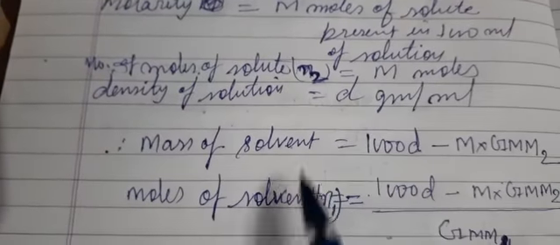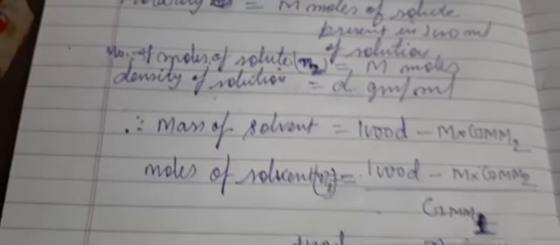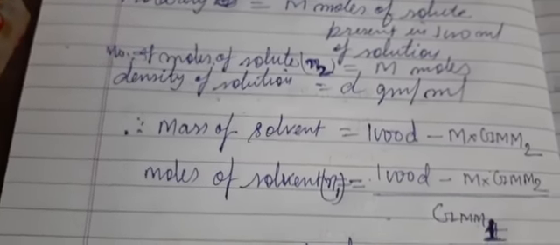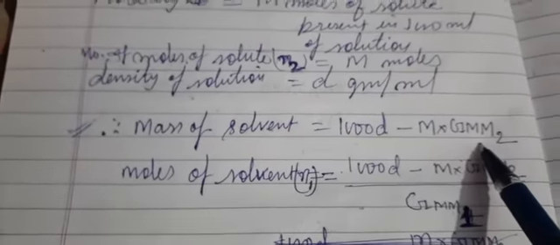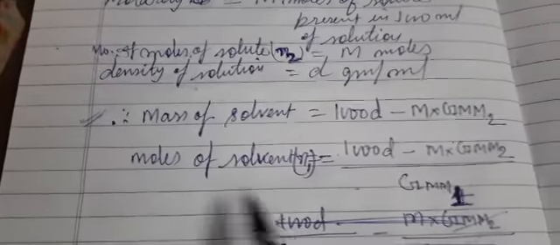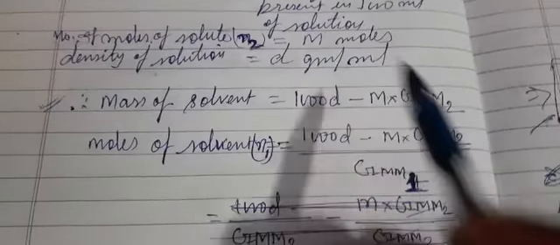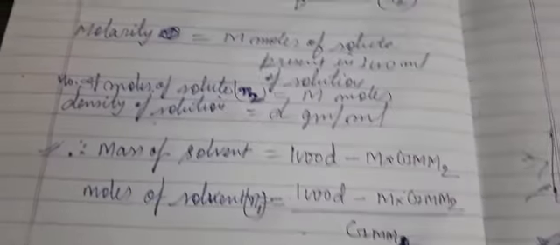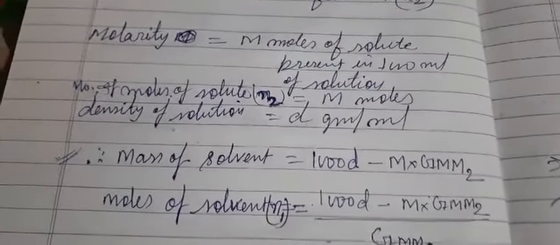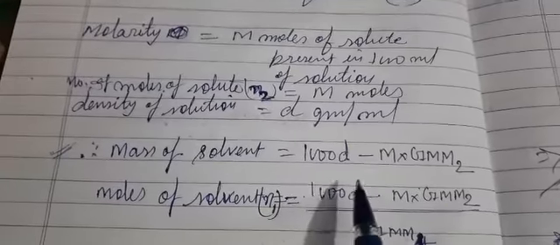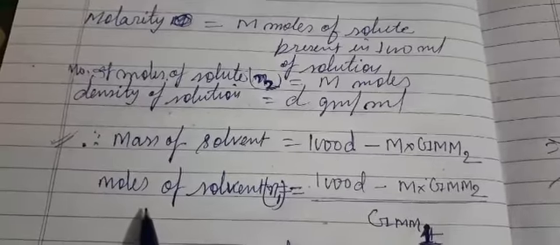So, what would be the mass of solvent? In the very first video on relationships, we have calculated this mass of solvent. So directly we are writing it here. Again, I am not making the calculation because it is discussed in the very first video regarding the relationship. So that is the mass of solvent.